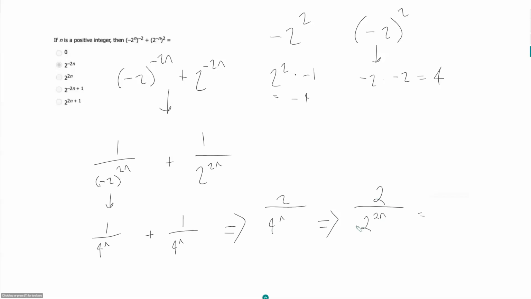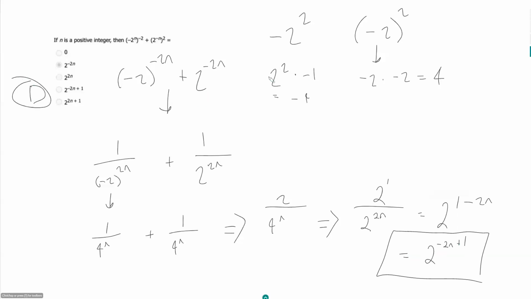And now we are dividing exponents with a common base, because this is just 2 to the first up here. So this is 2 to the 1 minus 2n, which, if we just reverse this around, is the same as 2 to the -2n plus 1, which is answer choice D.